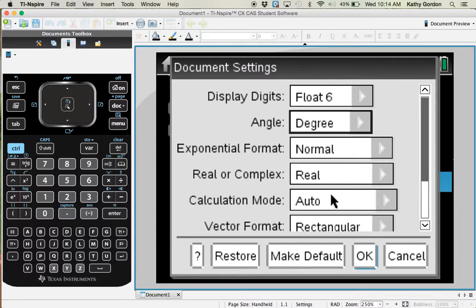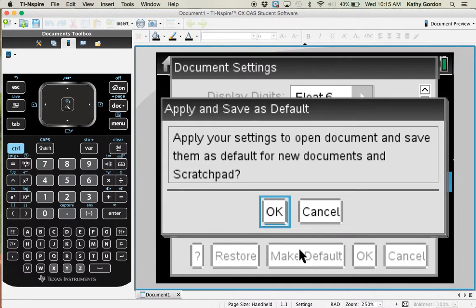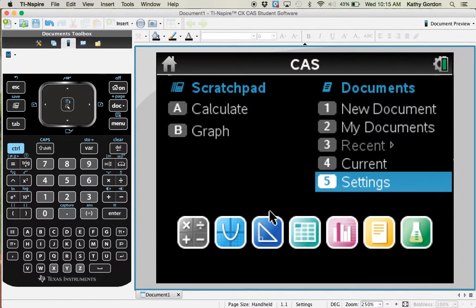And then what I would suggest you do is down here where it says make default, hit that instead of just the OK. There's something about just hitting OK that doesn't always apply to everything. So if you hit the make default, then it will apply to anything that's open. And the next time you come back, it will be in degrees. It'll stay in the degree setting until you change it again. And it'll ask you if you want to apply it to everything. So you just say yes.